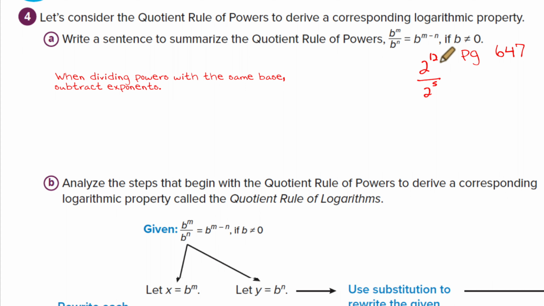That means we have 12 twos. I could write them all out, but you'd have a whole bunch of twos, 2, 2, 2, 2, 2, 2, 2. And then on the bottom, you'd have 5, and they would cancel. This would all equal 2 to the 7th, right? So you subtract. The rule is subtract. When dividing powers of the same base, you've got to have the same base, then you can subtract exponents.